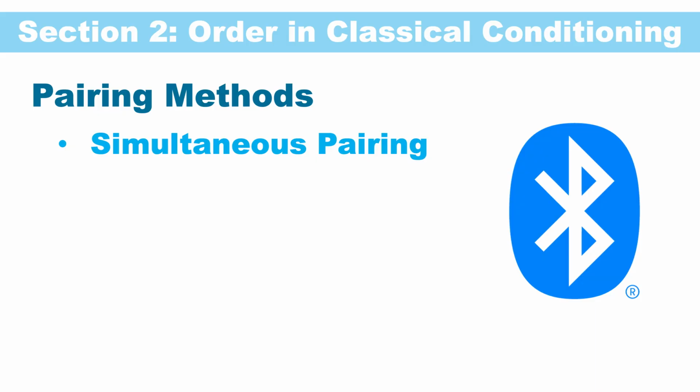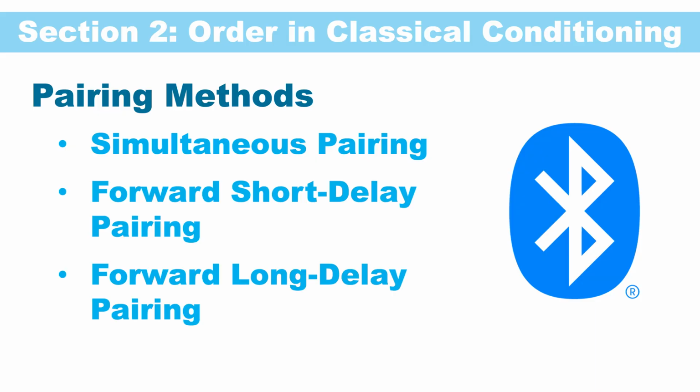Classical conditioning isn't just about pairing the stimulus and response, it's also about the timing of that pairing. The sequence and timing of when the neutral stimulus, or the NS, and the unconditioned stimulus, or the UCS, are presented play a critical role in determining how effectively an association is learned. Let's break this down by looking at a few different pairing methods. Simultaneous pairing, forward short delay pairing, forward long delay pairing, and backward pairing.